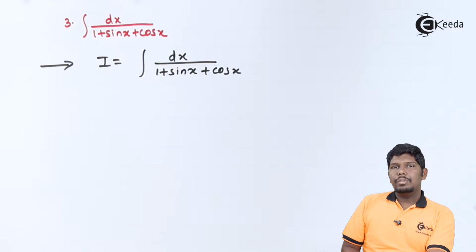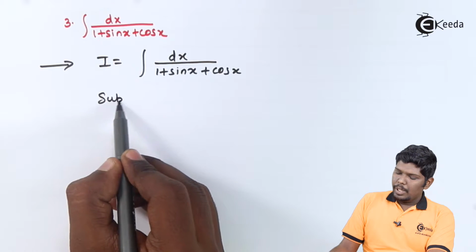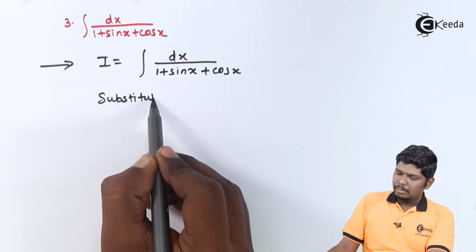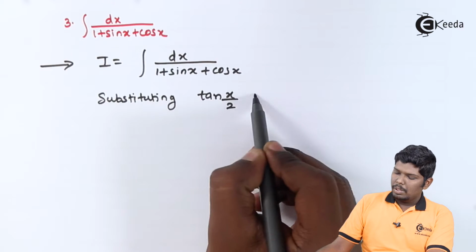In the last two videos, we have seen the form 1 upon a plus b cos x and also 1 upon a plus b sin x. For that, we have seen the substitution of dx, sin x and cos x. Now here you can see dx, sin x and cos x have appeared in a single sum. Therefore, we are going to use all these three substitutions and at the same time, we are going to put tan x by 2 as t. Substituting tan x by 2 as t.